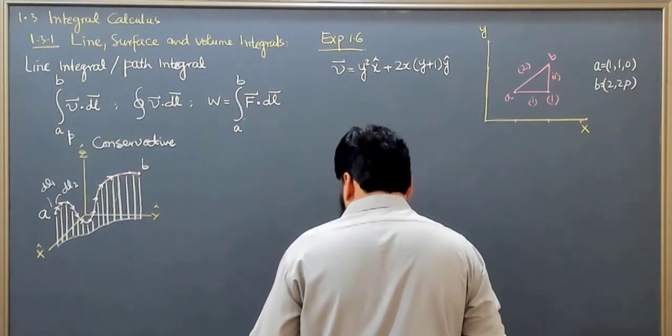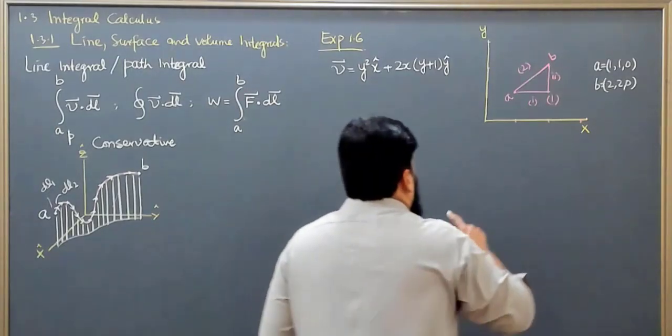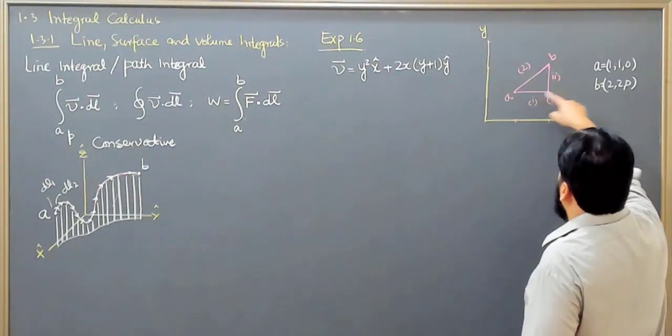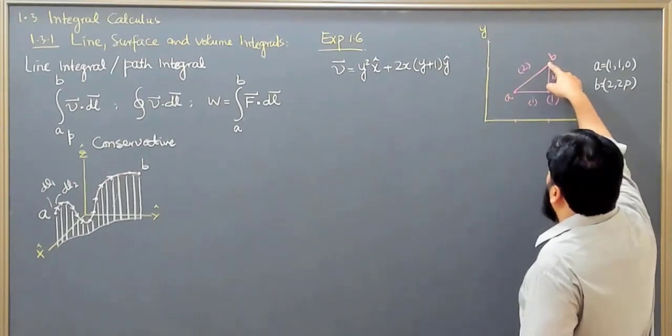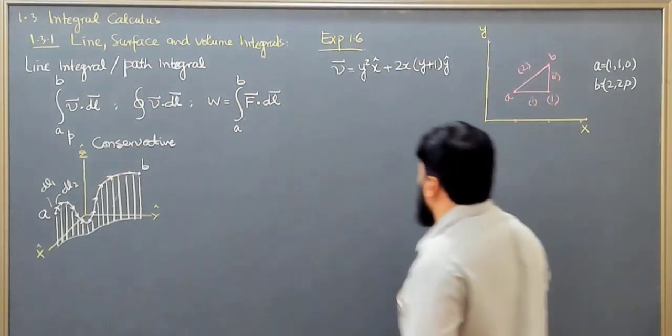and we are supposed to find out the v dot dl along path 1, meaning from here to here and then here to here, and then from B to A along path 2, and we will have to find out the difference.